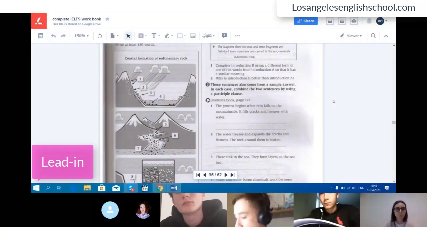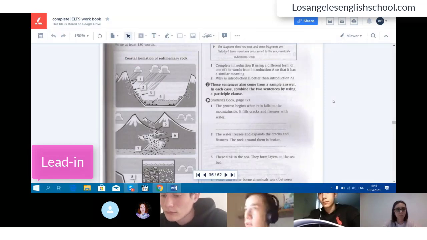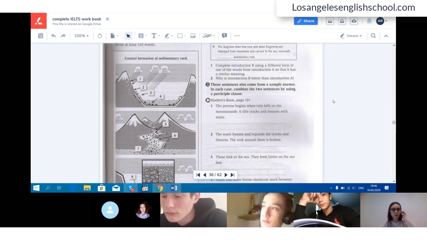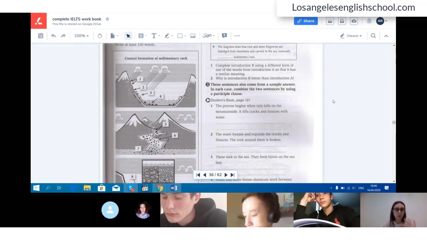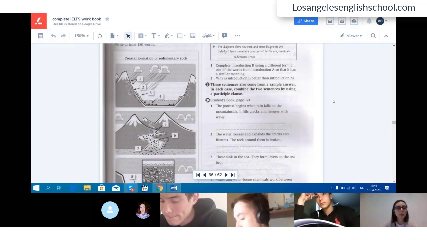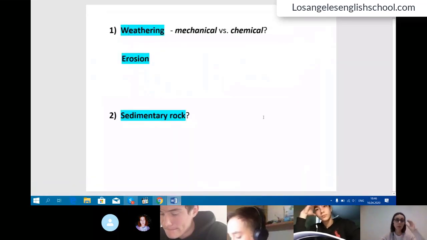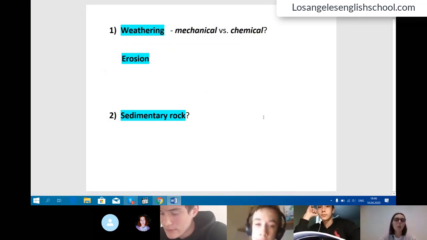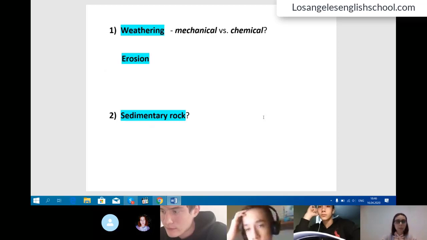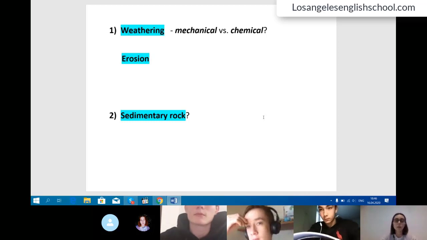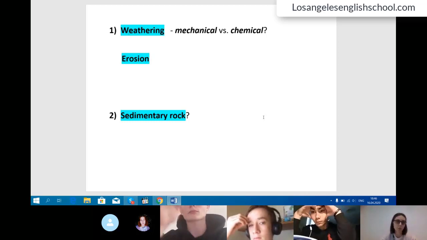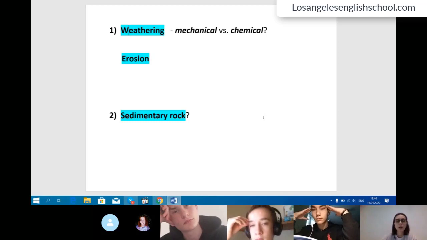Okay, great. Coastal formation of sedimentary rock. And here you have different pictures. They describe this formation, and this is connected with things called weathering and erosion, and we need to understand what sedimentary rock is. So now we're going to watch a video on weathering and erosion. You can see that we have two types of weathering, mechanical and chemical.